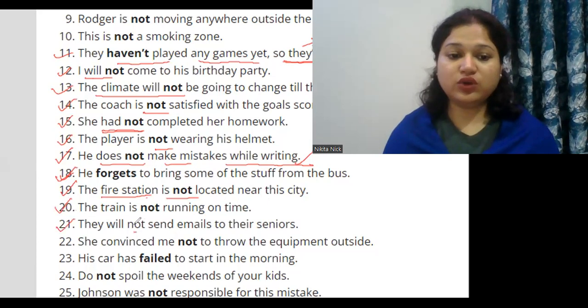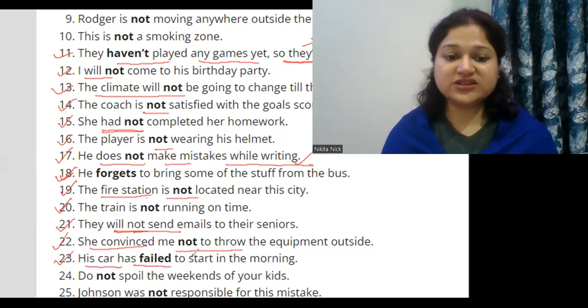Number 21, they will not send emails to their seniors. Number 22, she convinced me not to throw the equipment outside. Number 23, his car has failed to start in the morning. Okay, so you're talking about the present day. So that's why you're using has failed, because you're talking about in the morning.